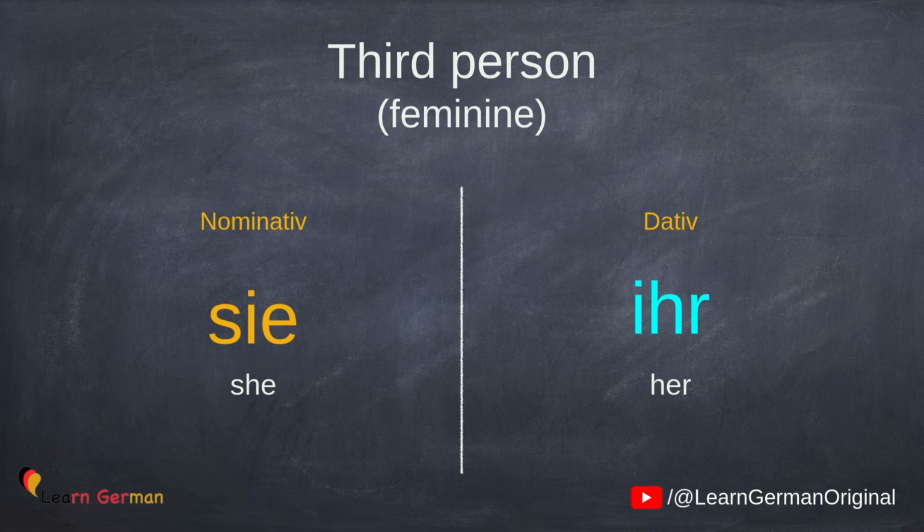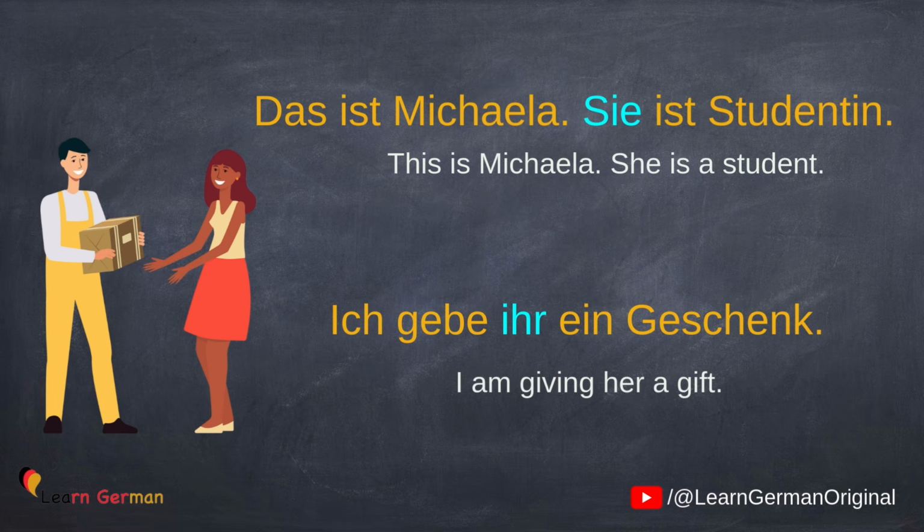The next one is third person feminine. Im Nominativ we use sie and in dative ihr. Let's look at a sentence to understand them. Das ist Michaela. Sie ist Studentin. Ich gebe ihr ein Geschenk. Ihr is the dative object. As you can see, ihr is the dative personal pronoun for sie.